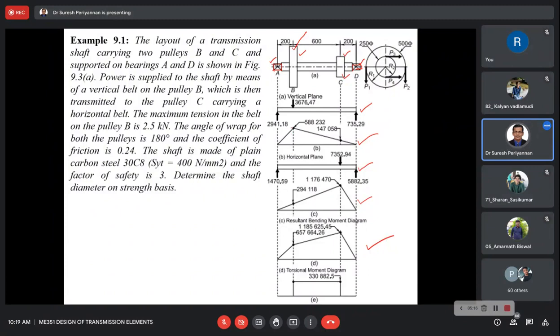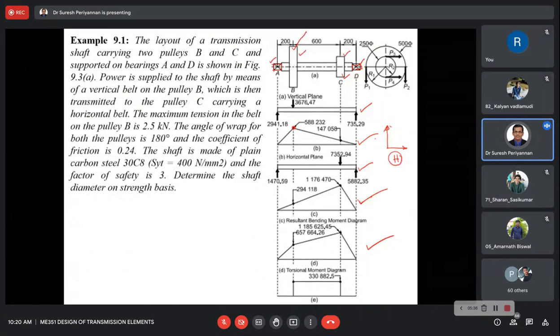Finally, we find the resultant bending moment, because two components are playing a role here: one is the vertical bending moment, and the other is the horizontal bending moment. The bending moment for the horizontal load is found in the horizontal plane, and the bending moment for the vertical load is found in the vertical plane.